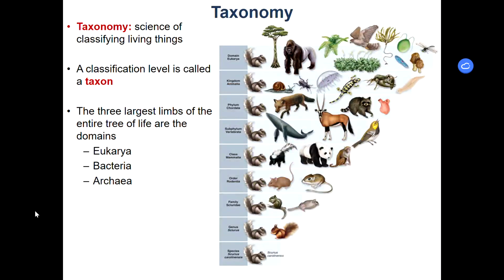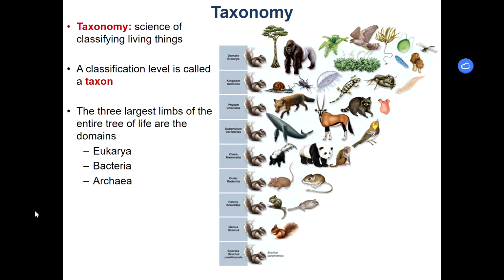So taxonomy is the science of classifying living things. The classification level is called a taxon. The largest group of organisms that we like to classify are called domains, and there's three of them. There's the eukaryotes, there's bacteria, and there's archaea, and we're going to talk about bacteria and archaea next week. So we start with domains. Those are very big classifications. We incorporate a lot of organisms into that. Then we get smaller and smaller.